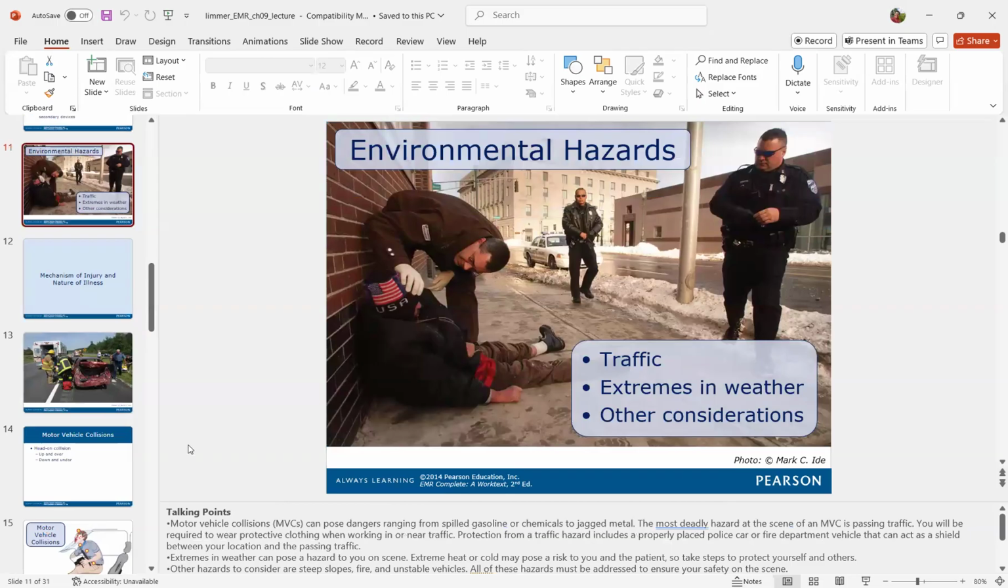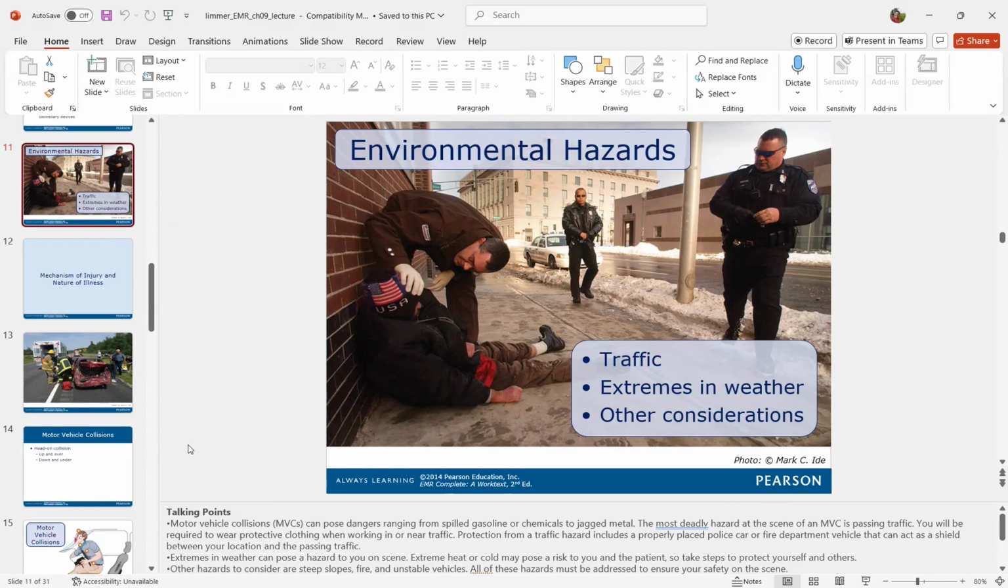Motor vehicle collisions can pose dangers ranging from spilled gas, chemicals, jagged metal. The most deadly hazard at the scene of a motor vehicle collision is passing traffic, because people are watching what you're doing, they're rubbernecking, they run into you. So you're required to wear some protective clothing when working in or near traffic. A lot of times you have to also have your vest on, your ANSI approved safety vest.